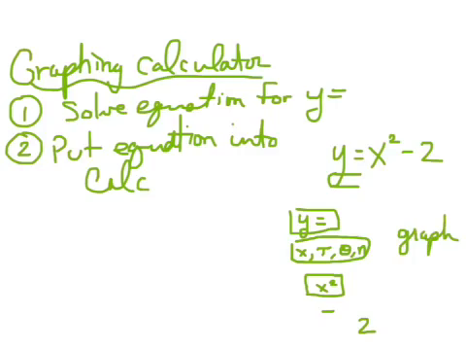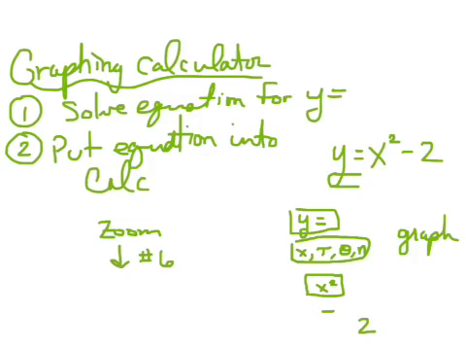If it does not show, then what happened is that your window is a little messed up. In order to adjust the window, there's a couple different ways. One of them is you hit the window button and you insert the different things for that. Or, to get it back to a standard window, you can go down to zoom, and it's number 6. Zoom 6 refers to the standard factory settings.